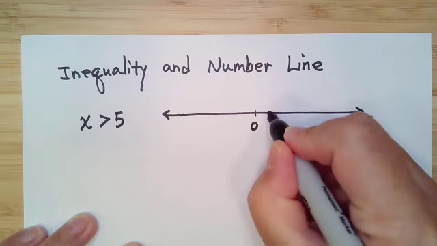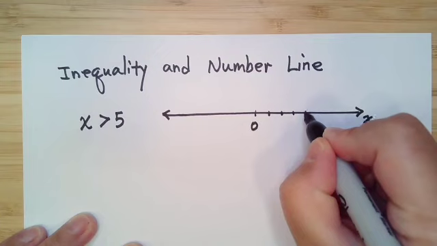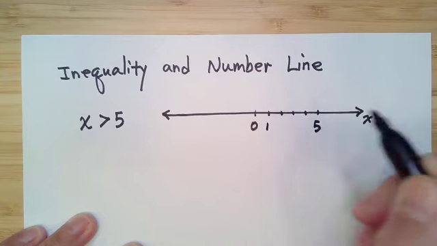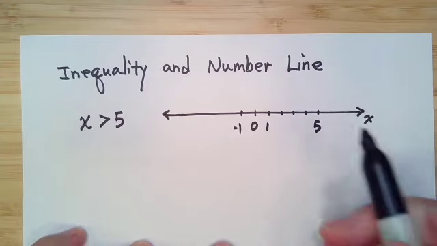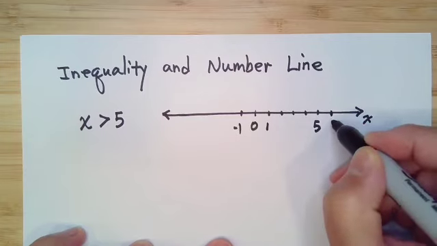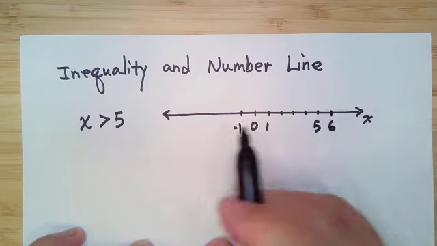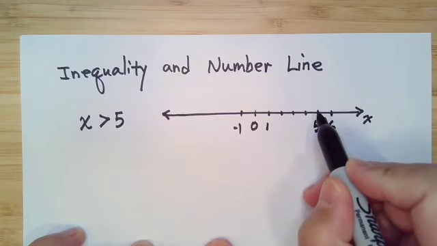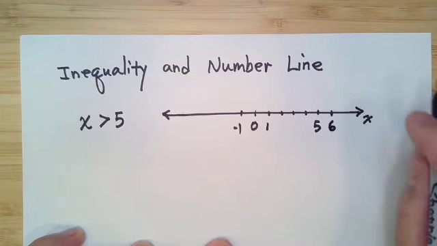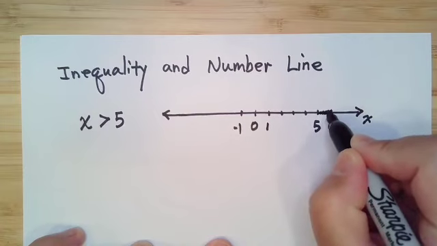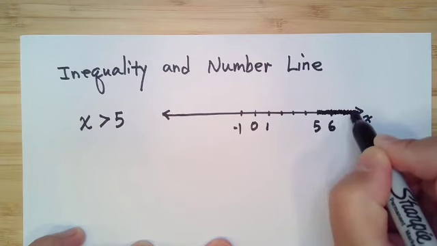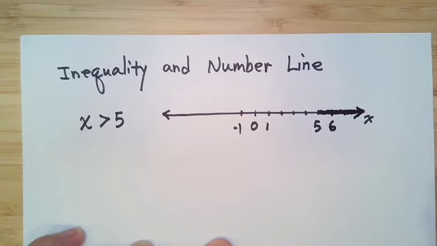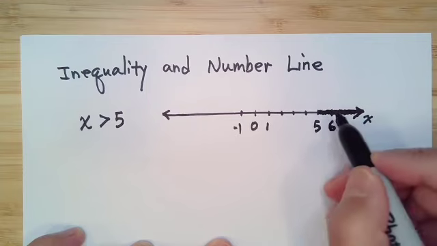So 0 and then 1, 2, 3, 4. Here's a 5. Here's 1. And usually I also put a -1. This is a number line. How do you show the x value that is greater than 5? Here's a 5. Any x value greater than 5 will be from 5 all the way to the right. If you want, you can just show this area, make this line thicker. Or if you have a different color, like red or blue, you can use a different color to show that.